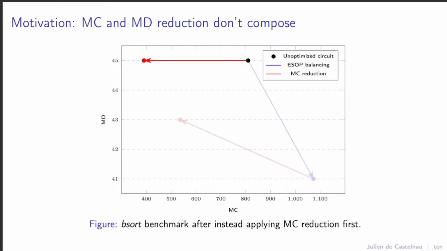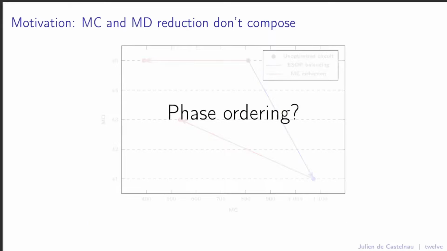Now, if we instead apply the MC reduction first, we also get to a completely different design. This one actually ends up being the best out of the three in terms of actual FHE evaluation time. But we're stuck even earlier. We cannot progress here with any optimizations. We can see that the order in which these optimizations are applied heavily impacts the exploration of the design space. In other words, there's some sort of phase-ordering problem here.